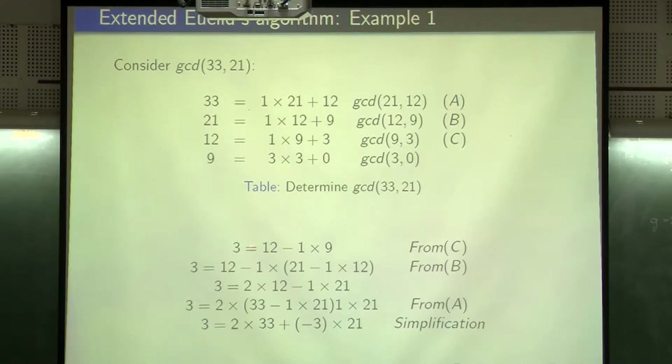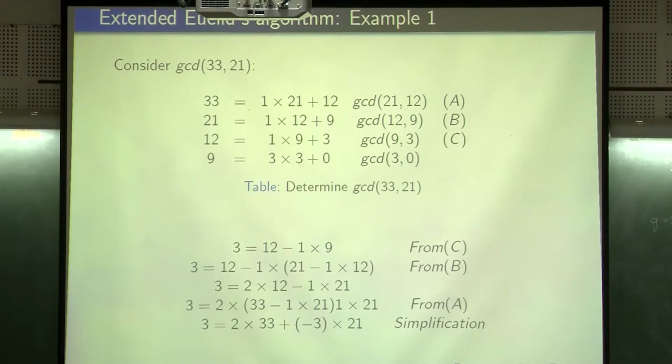Now, you start with the penultimate equation, which is 3 equals 12 minus 1 times 9. From the earlier equation you can take 9 equals 21 minus 1 times 12, and substitute it. Now you rearrange and collect all the terms that are similar: whatever goes with 12 you put together, whatever goes with 21 you put together. The next equation up tells you 12 in terms of 33 and 21, so you substitute that for 12. When you expand this equation you have an equation only in 33 and 21. See, 33 times 2 is 66, minus 21 times 3 is 63, and you get the GCD.